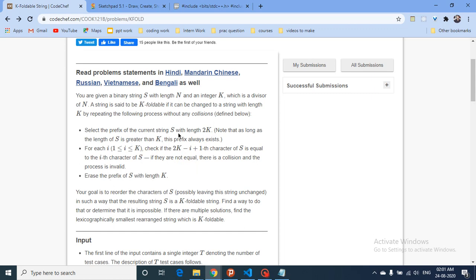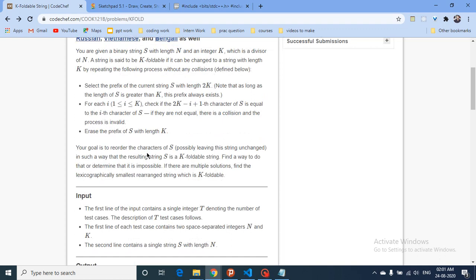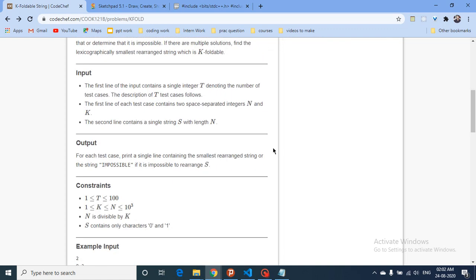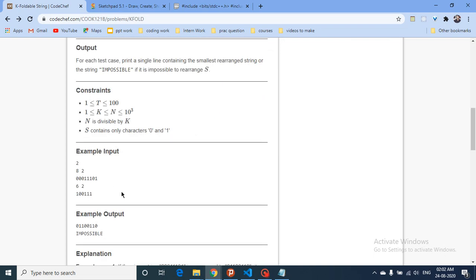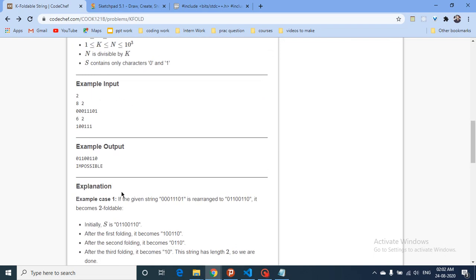So you are choosing a prefix of length 2k, and you are folding one k part on the other k part. This k part will get removed and the other k part will remain. Your goal is to reorder the string s such that it becomes a k foldable string. If it is possible, output that string, else you have to determine the lexicographically smallest k foldable string. So these are the two inputs. Let's understand more with a drawing.